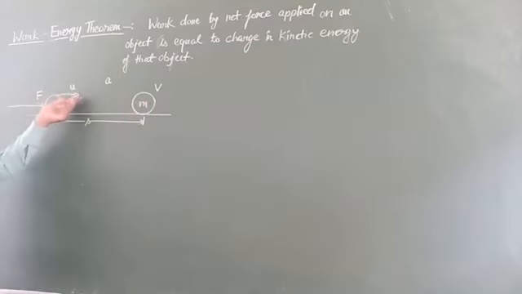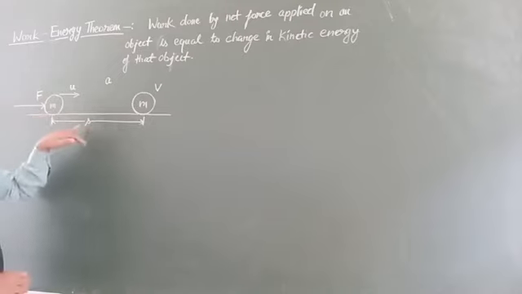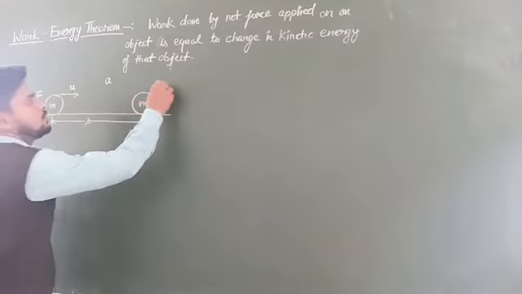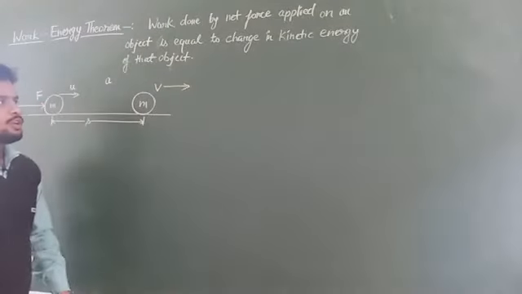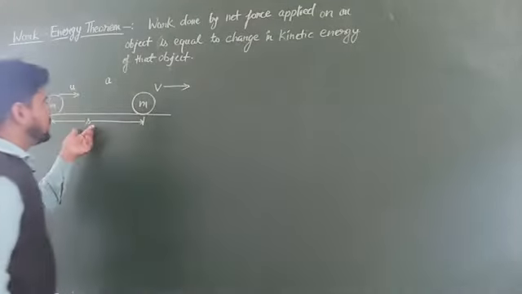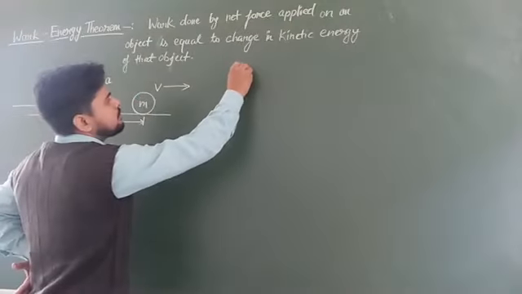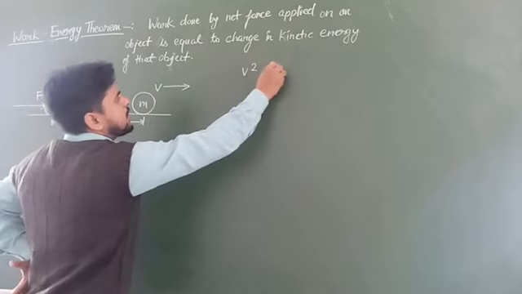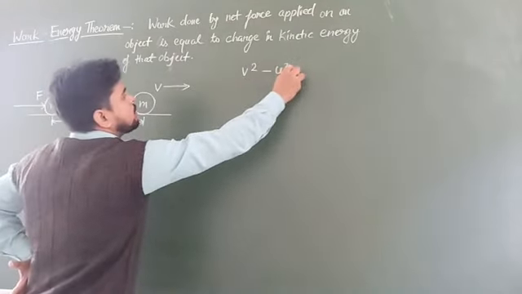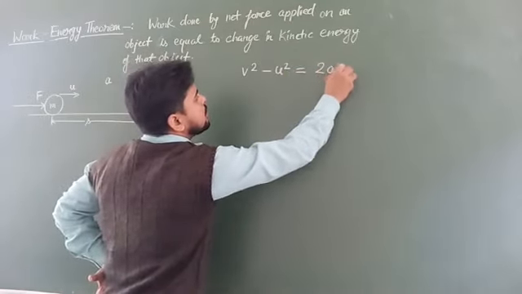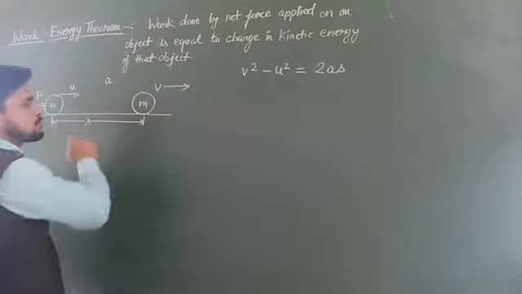So u is the initial velocity of that object. When a force F is applied on the object, the object gets displaced by a distance s and attains a final velocity v. Okay, students. Now you know the relationship between the initial velocity and final velocity. We have v square minus u square equal to 2a into the displacement s.